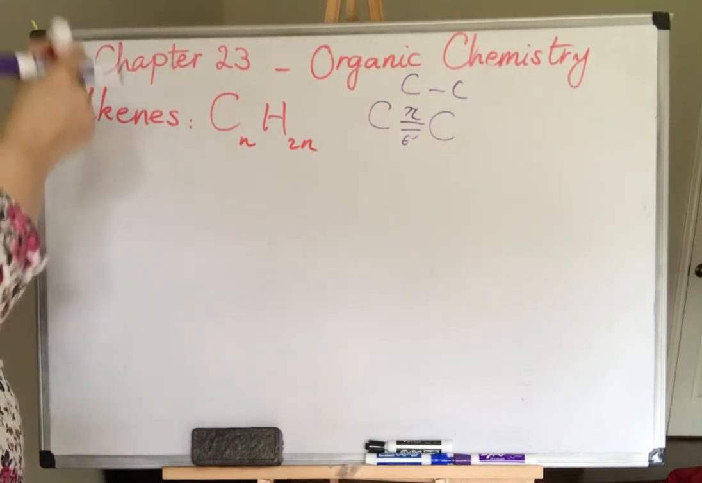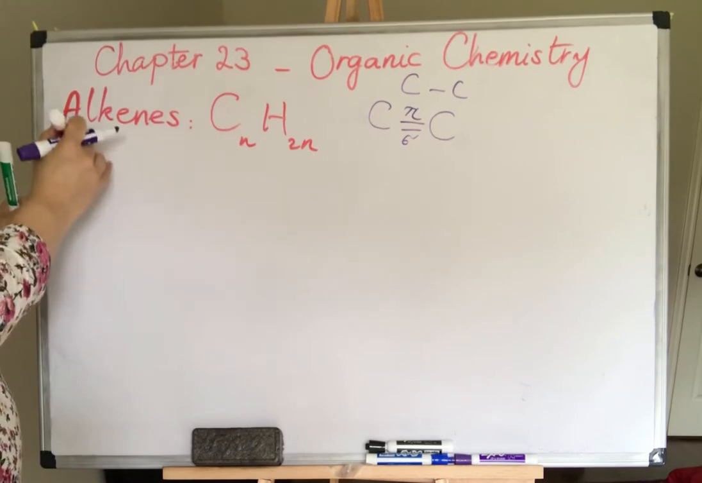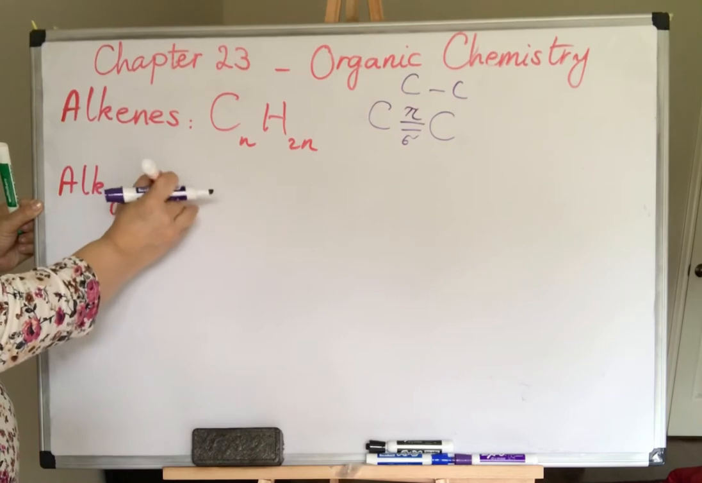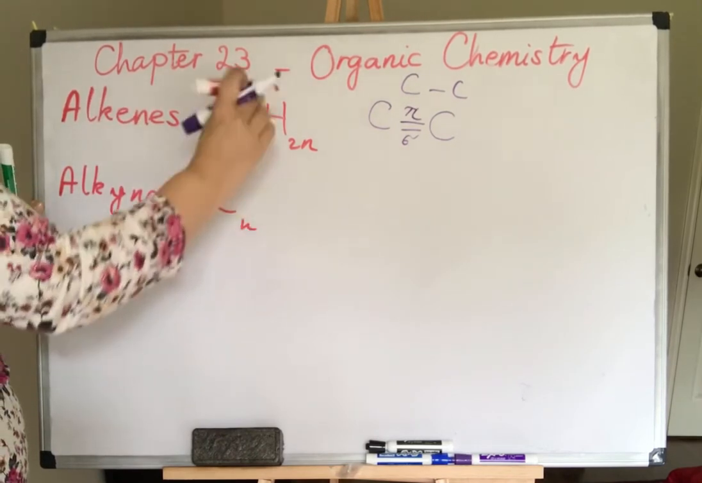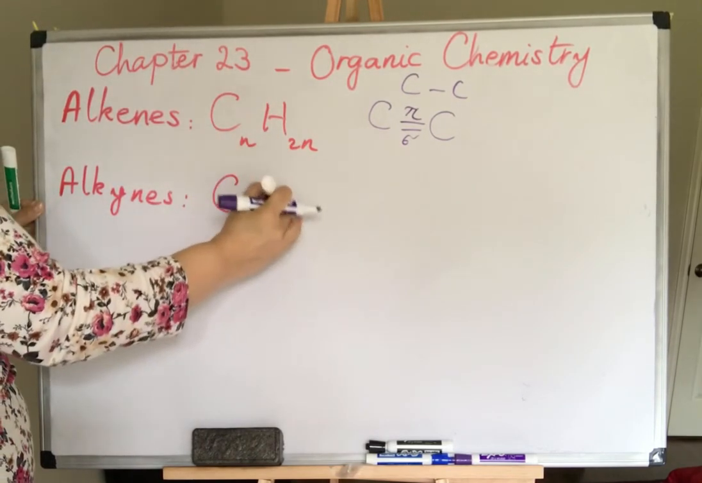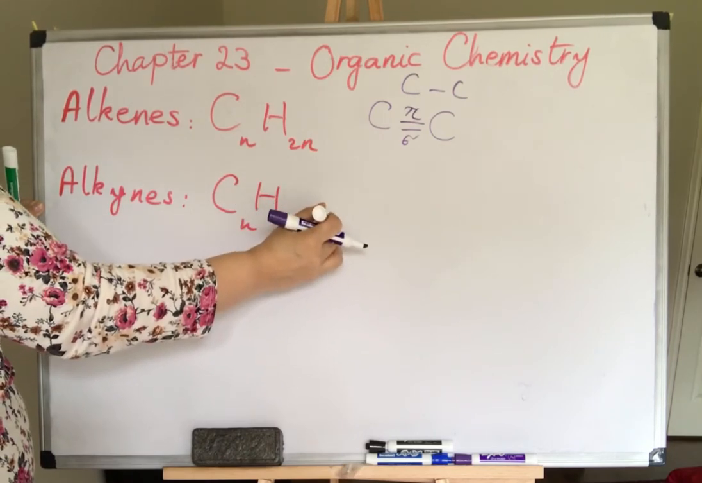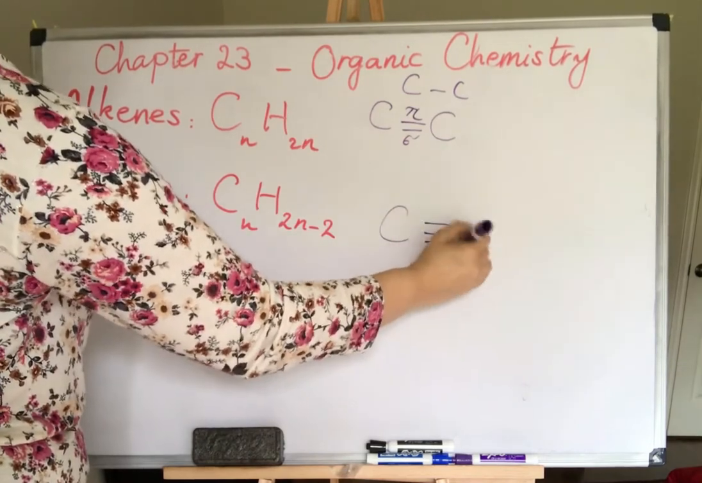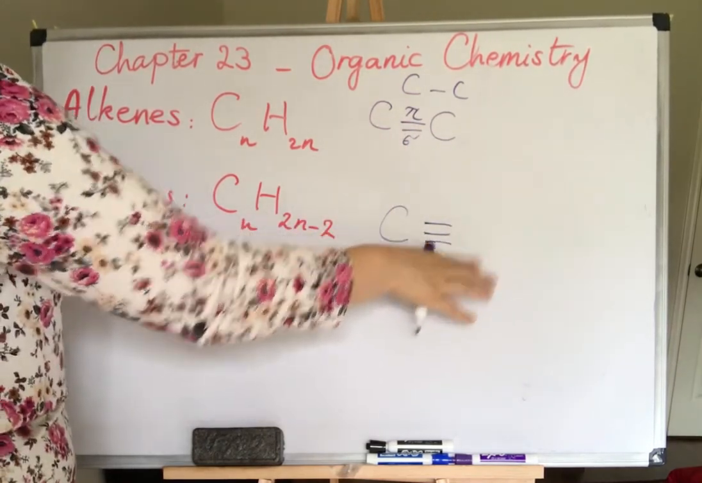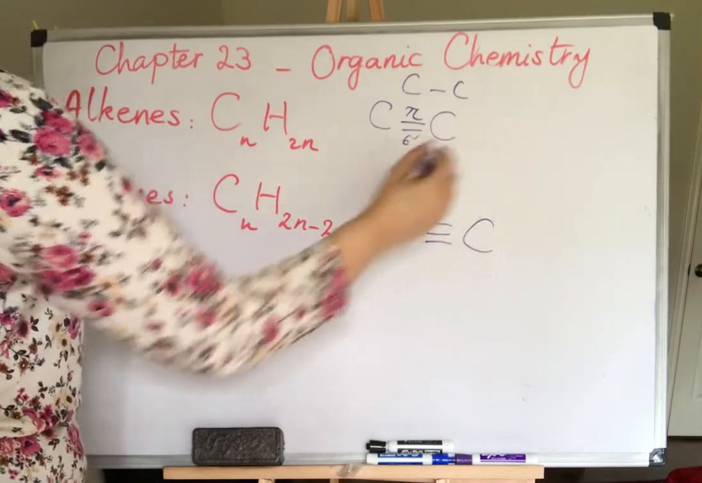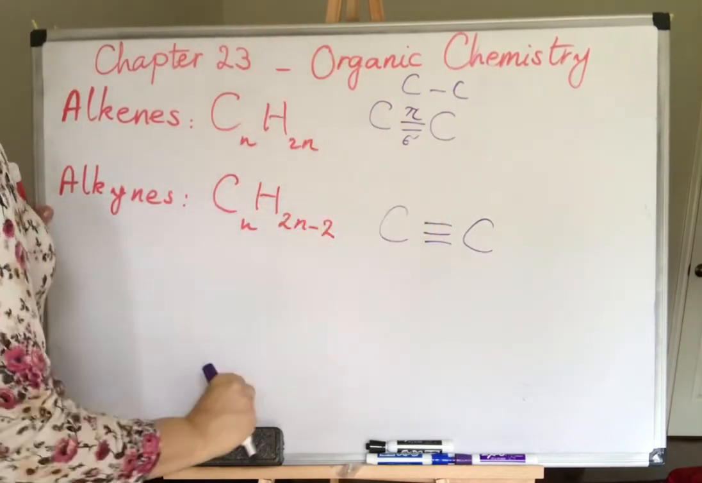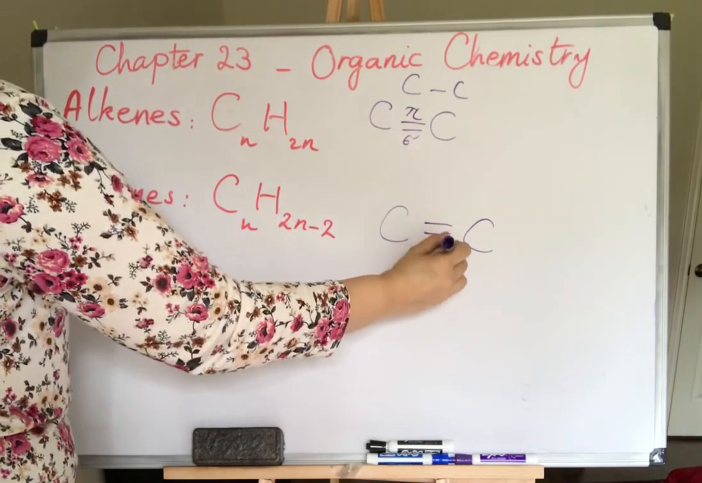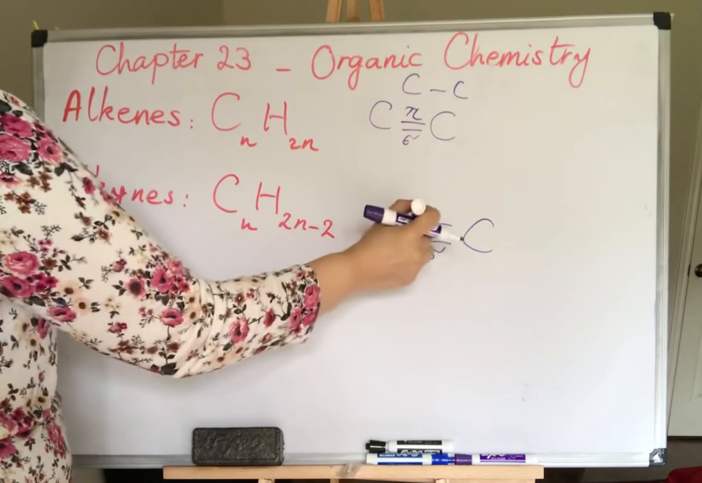Another type of unsaturated hydrocarbon, you call them alkynes. CnH2n minus 2, even 2 fewer hydrogens than alkenes. Because in order to form a carbon-carbon triple bond, which exists in alkynes, we need to remove 2 more hydrogens. So 2 hydrogens means 2n minus 2. And here you have 1 sigma bond, but how many pi bonds?